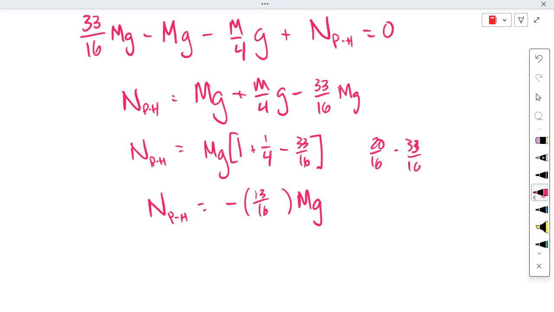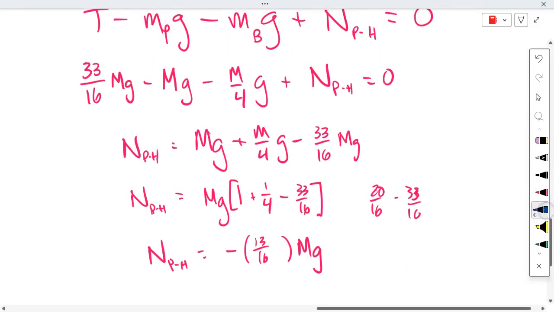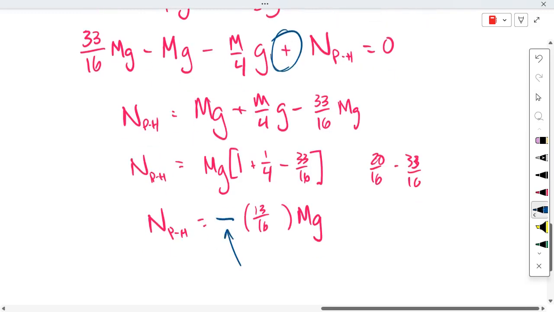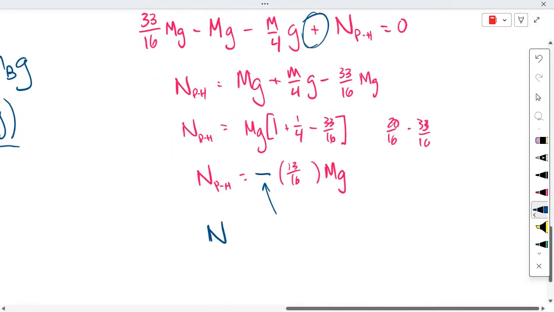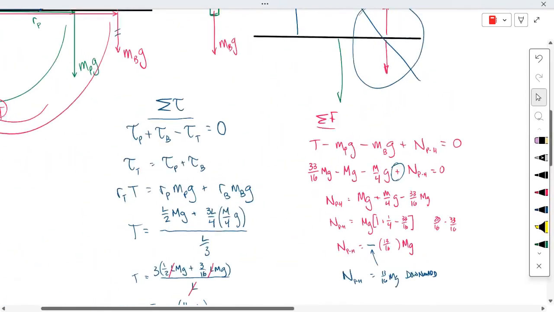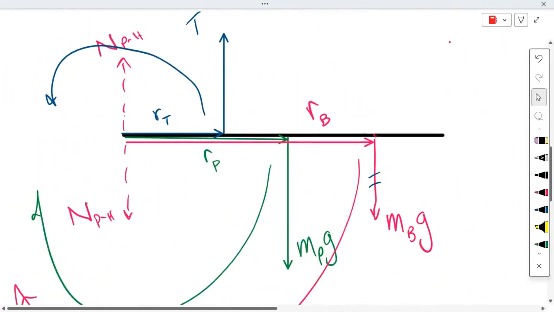All right, fine. It's negative 13/16 mg. Now, this negative means I said the thing pointed up. This says, you're wrong. It points down. So it's kind of neat, right? The best answer here is that the normal on the plank by the hinge is 13/16 mg downward. So you'd think that, well, hinge holds thing up, right? But no, the hinge actually has to exert a downward force. Because look, of course it does.